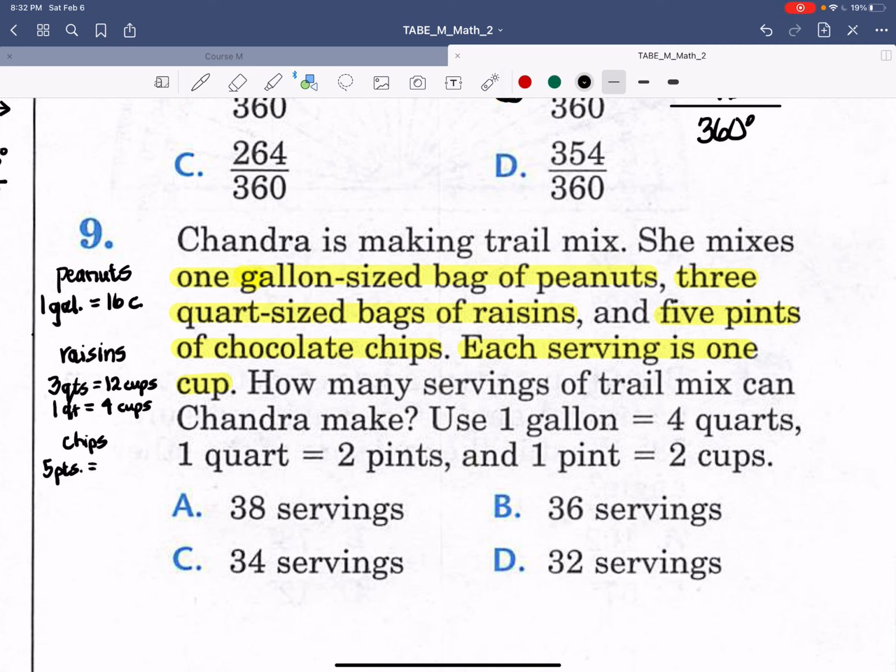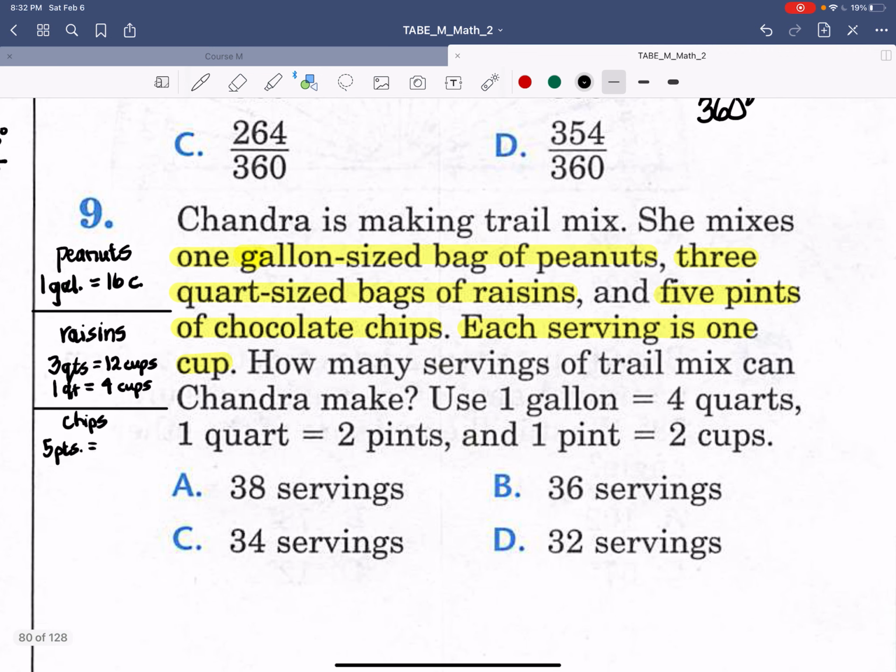And let me put a divider in here so your eyes don't run together looking at that. Pints, I know that 1 pint is 2 cups. So 5 times 2 would be 10 cups. And then there's a word that I did not highlight that is so incredibly important. Mixes.